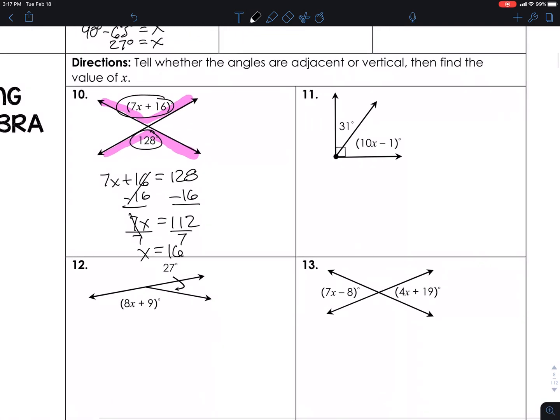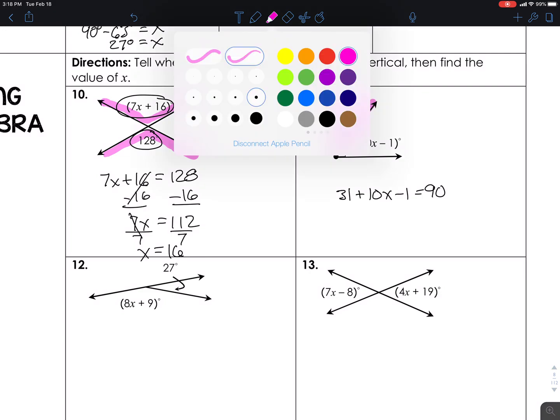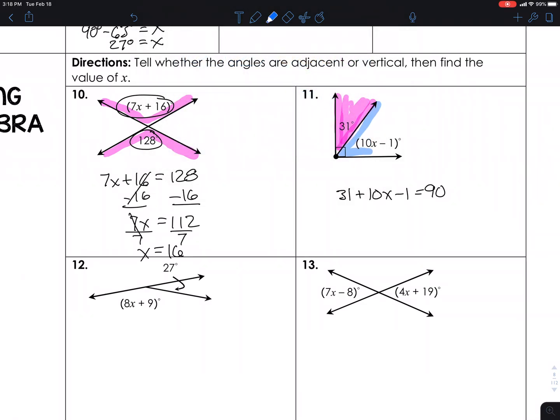This one, number 11. They're telling you everything you need to know. So this plus this equals this. What is that? Remember, it's 90 degrees. So 31 plus 10x minus 1 equals 90 degrees. Okay? That's all you're doing. If you add the 2 parts, you get the whole. Each one of those is a part. So if I do this plus this, I should get the whole thing of 90. Okay, they're 2 pieces. I add them together, I get 90.